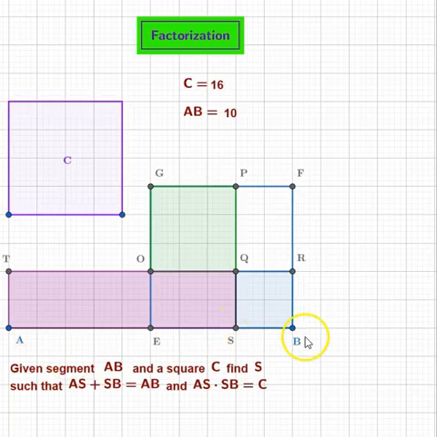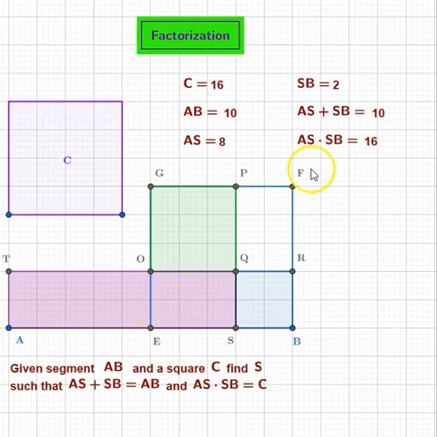And AS plus SB is equal to AB. So we have found two magnitudes, AS and SB, such that their sum is equal to AB and the product is equal to C. Now you might say, okay, what's so great about this? This is pretty straightforward, we can do it.